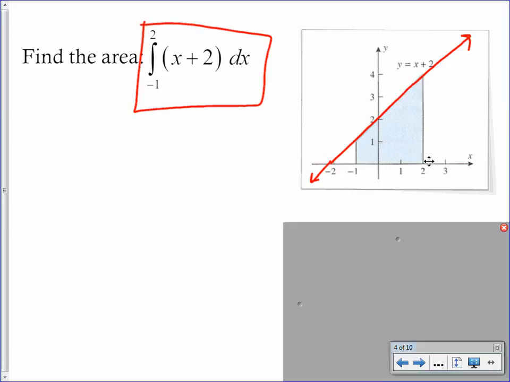Here's our line y equals x plus 2. And I want the area between the line and the x-axis from -1 to 2. So this blue shaded area is what we need to find. It is a trapezoid. Is that how you want to find it? Raina's saying it's just triangles. It's something different. Okay, so you can use a trapezoid because these are your bases, right?